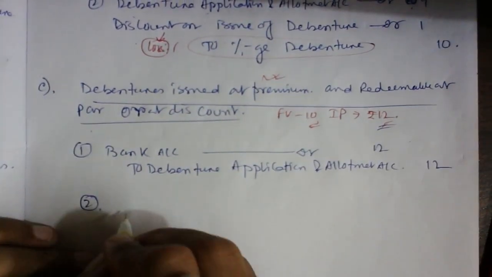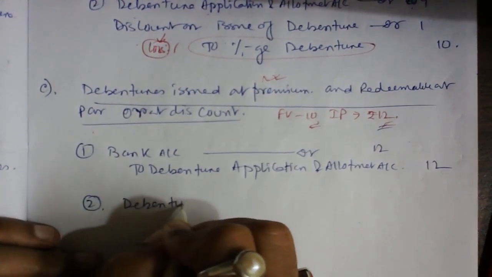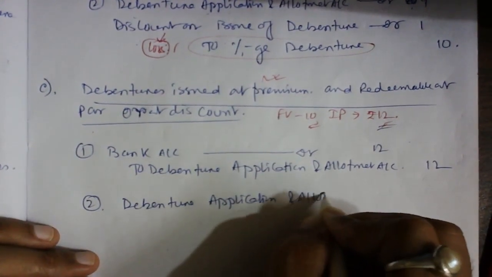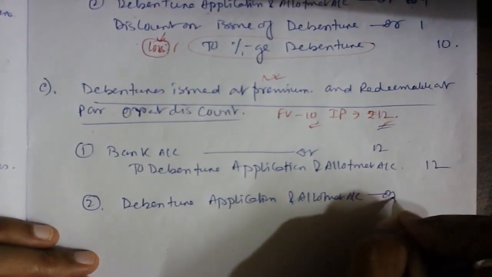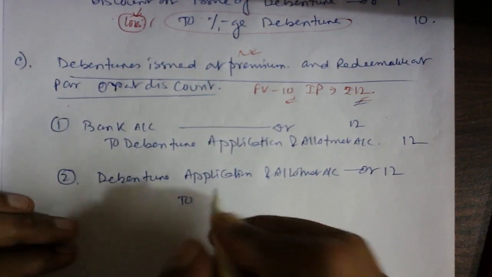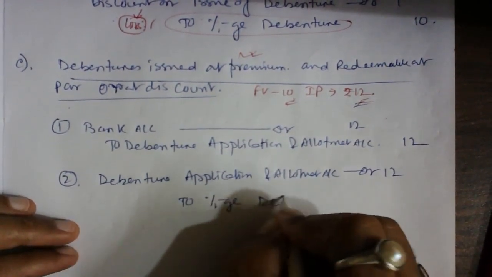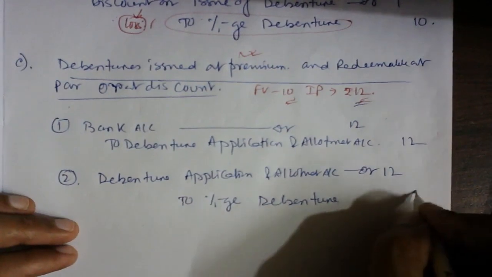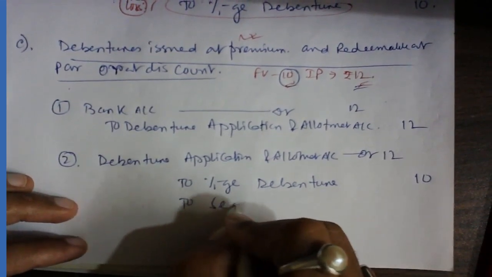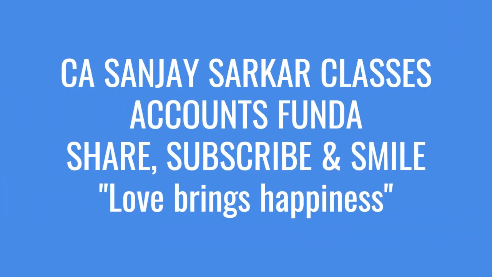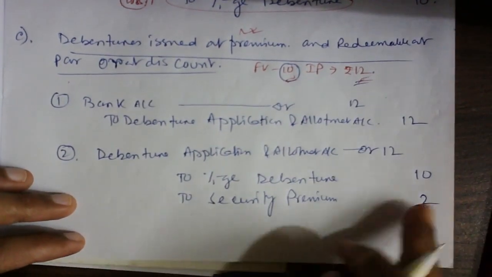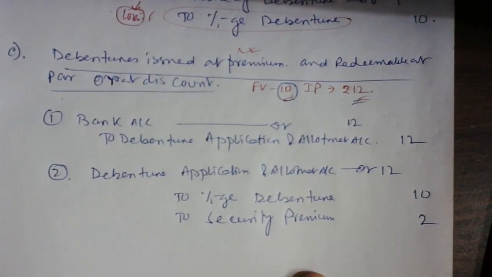Now when the time of redemption comes, you can write debenture application allotment account debit, guys. Here you can write 12 because it's 12. So what is the actual or original capital of the debenture? 10, correct? The capital of the debenture is nothing but the face value, the original capital. And how much extra do you earn? Security premium, the extra amount you earn at the time of issue. So on the issue of debenture, 2 rupees. It's matching, sir.